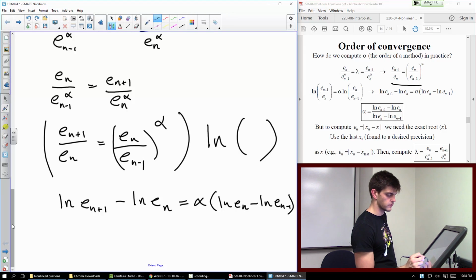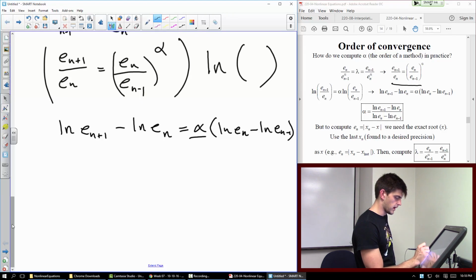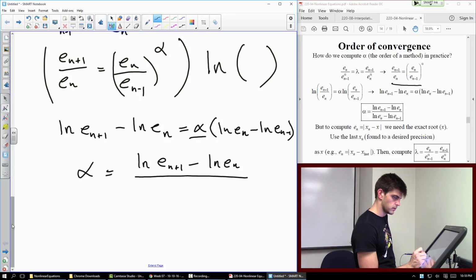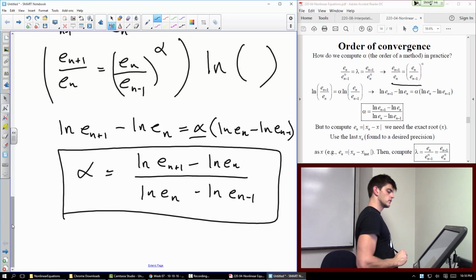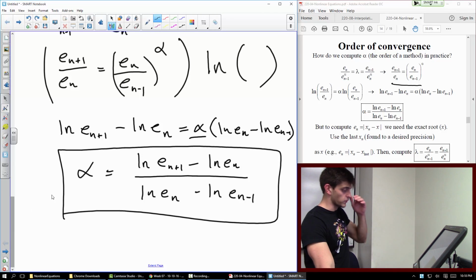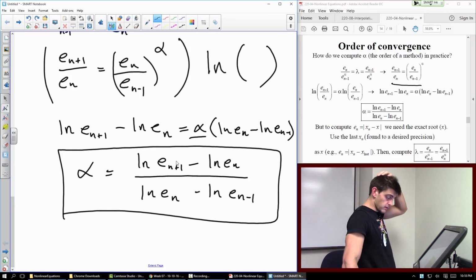Minus 1. And now we can solve for alpha. Alpha is equal to the natural log of e sub n plus 1 minus e sub n, the natural log of the nth error, minus the natural log of the nth minus 1 error. Super important equation. The question now is, how are we going to get these error values?